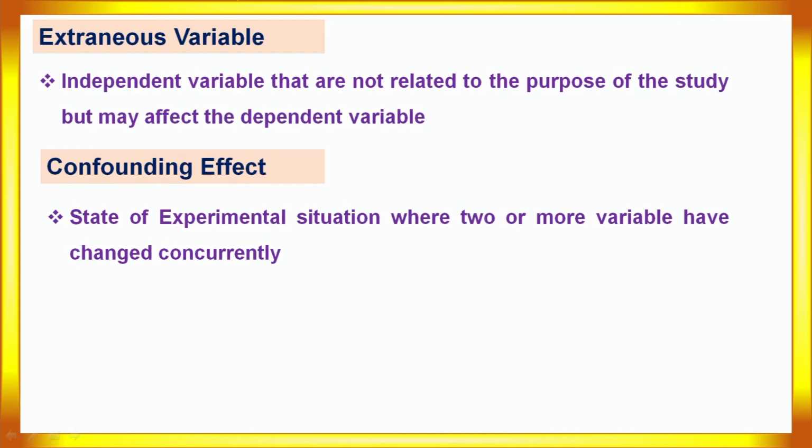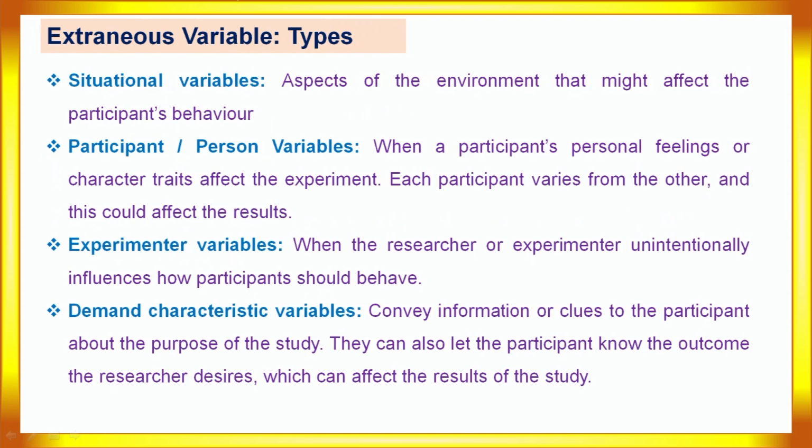So, it is a state of experimental situation where two or more variables change concurrently. So, you cannot single out which variable is causing how much effect or what effect. Now, this extraneous variable may be of different types.